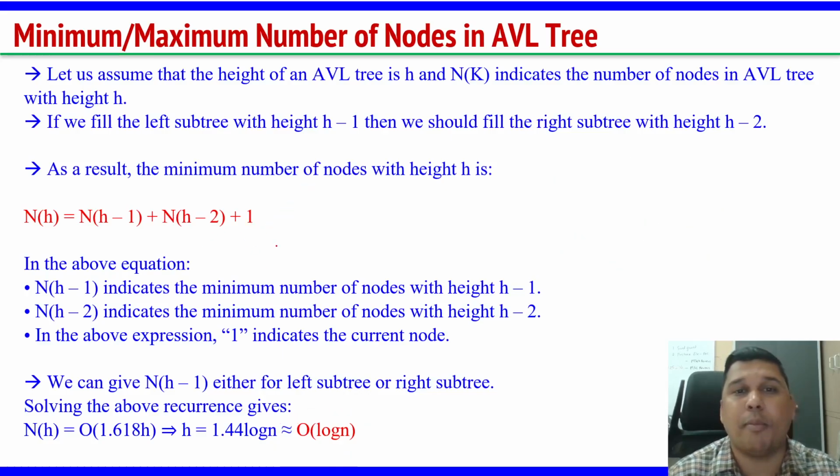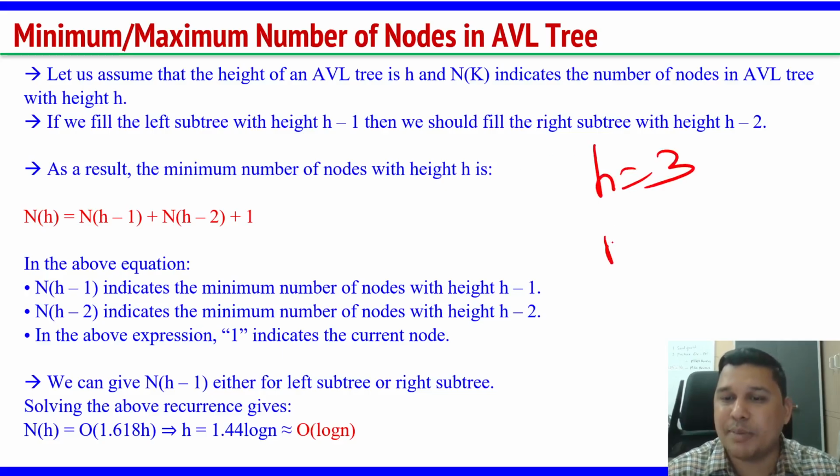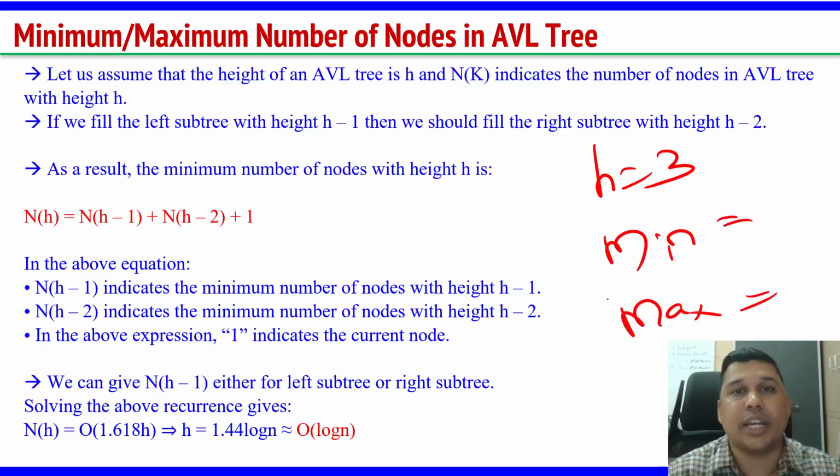We will solve some numerical problems after understanding a few concepts in AVL trees. Given height equal to 3, what is the minimum number of nodes, what is the maximum number of nodes, right. All these problems we will try to solve.